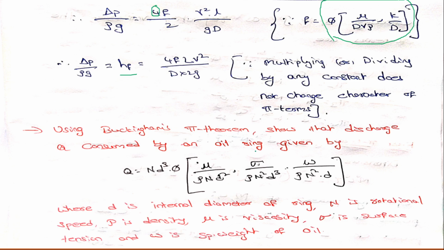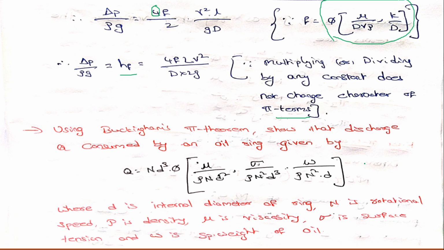Multiplying or dividing by any constant does not change the character of the pi term. If I multiply or divide by g or any variable, then the pi term will change. So here the pi term is not changing. For this purpose I have taken the value of 4. So we got delta P by rho g is equal to hf, that is the pressure head value, equal to 4f L v square by D into 2g. I think you have seen this in your fluid mechanics too when performing the Reynolds number equation.